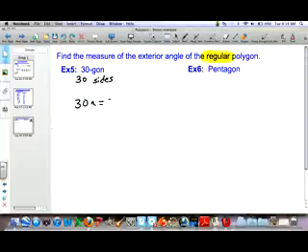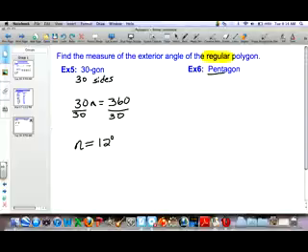Well, if they're all the same, then I have 30n equal to 360, because remember that all those angles are going to add up to 360 degrees. So therefore, to solve for the measure of each individual angle, you just divide by 30. Therefore, each individual angle is 12 degrees. That's as easy as it gets.